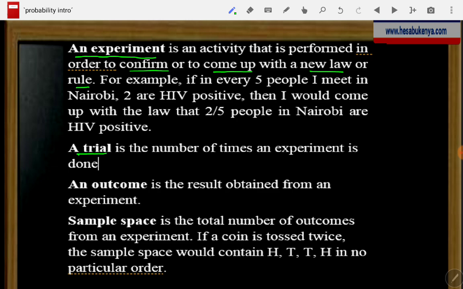A trial is the number of times an experiment is done. An outcome is a result obtained from an experiment. Sample space is the total number of outcomes from an experiment. For example, if a coin is tossed twice, the sample space would contain either head or tail or head in no particular order.